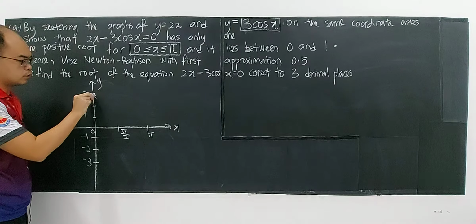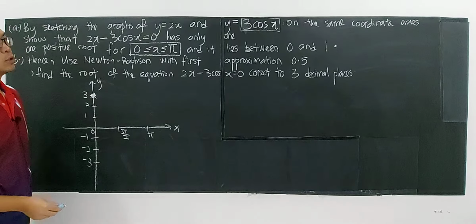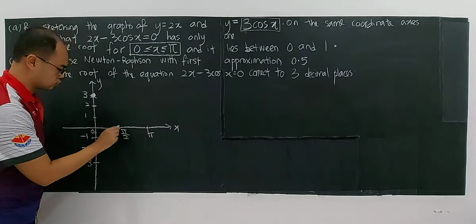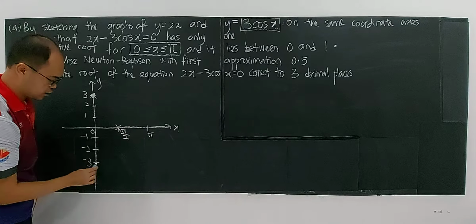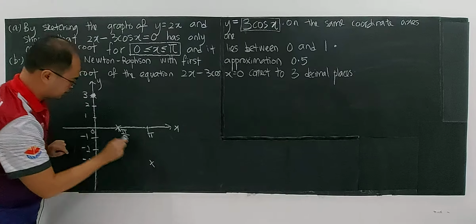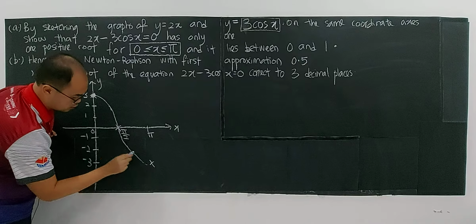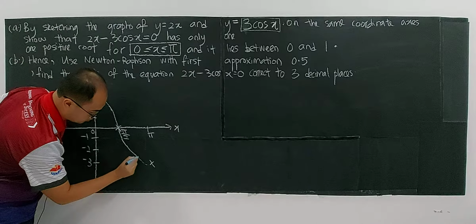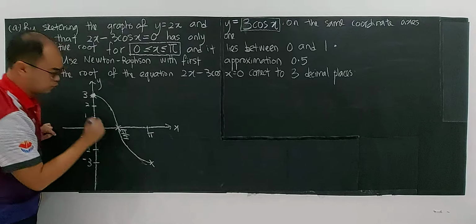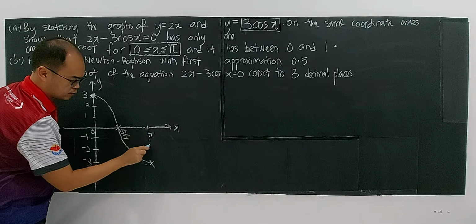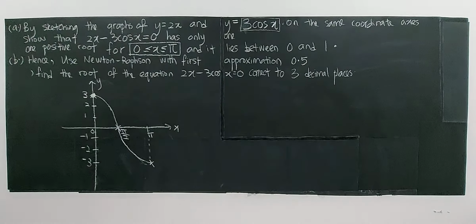At 0, it will be 3. At pi over 2, as you know, cos pi over 2 is 0, so 3 times 0 is 0, and at pi, you have -3. So the shape of the graph will look like this. A complete graph will be this, but we just want from 0 up to pi.